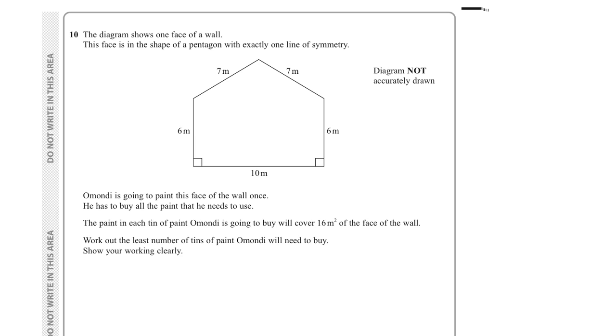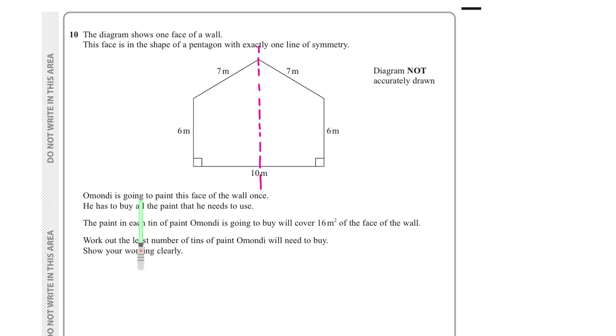The diagram shows one face of a wall. The face is in the shape of a pentagon with exactly one line of symmetry. So that means if we were to look at this shape, it has exactly one line of symmetry. If I was to split this shape down here, they are completely equal. I could fold it along this line and we'd have the same shape, wouldn't we? It'd be like a funky Christmas card, yeah?